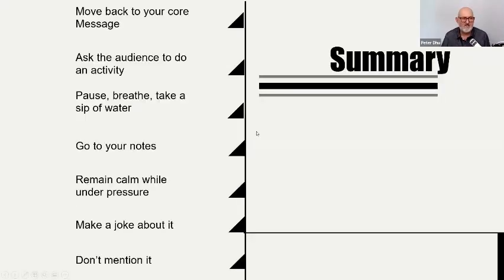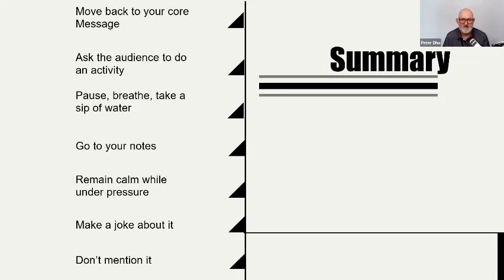So in summary, as we wrap up, when things go wrong, when you need to recover, go back to your core message. Get the audience to do something. Turn to the person next to you. Form groups of 3. I'm going to give you 3 minutes, 5 minutes. During that time, you can recover. Pause, breathe, take a sip of water. Go to your notes. You can announce that you're going to your notes, or you can go to your notes while they're doing an activity.